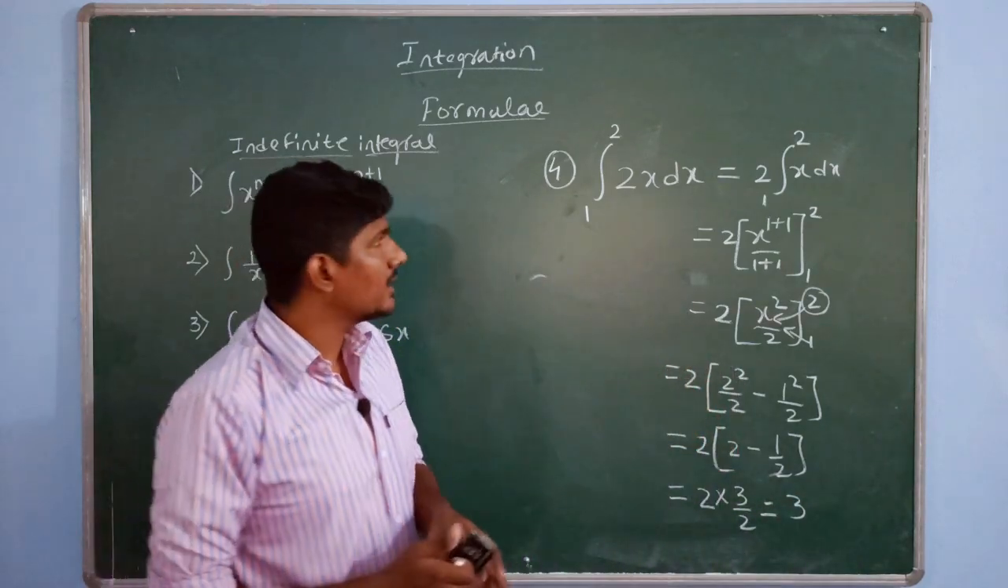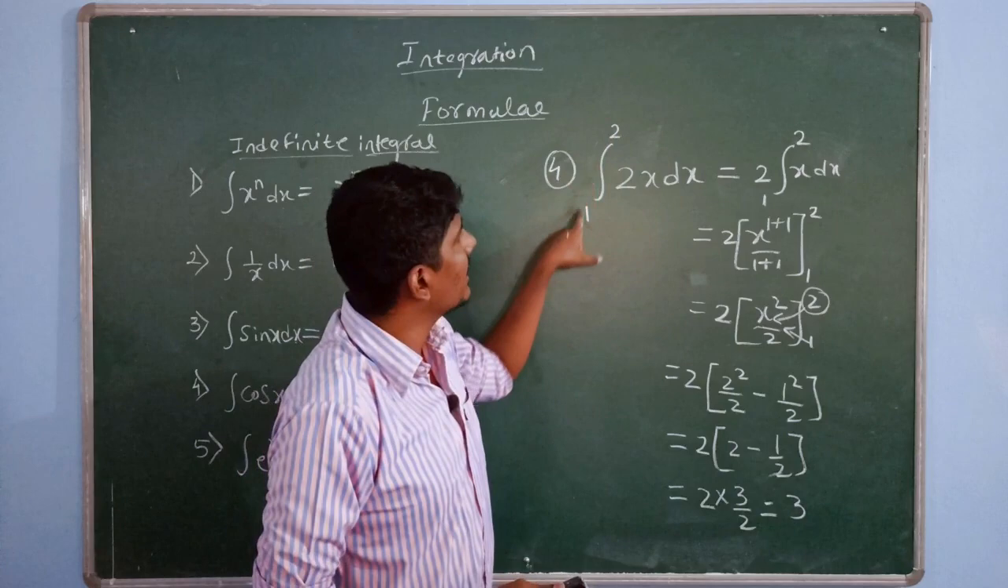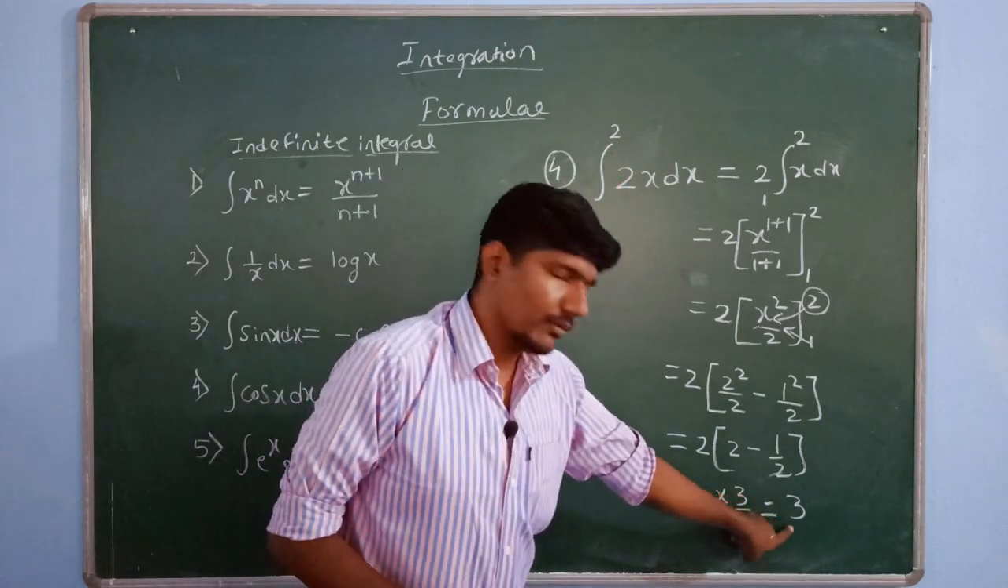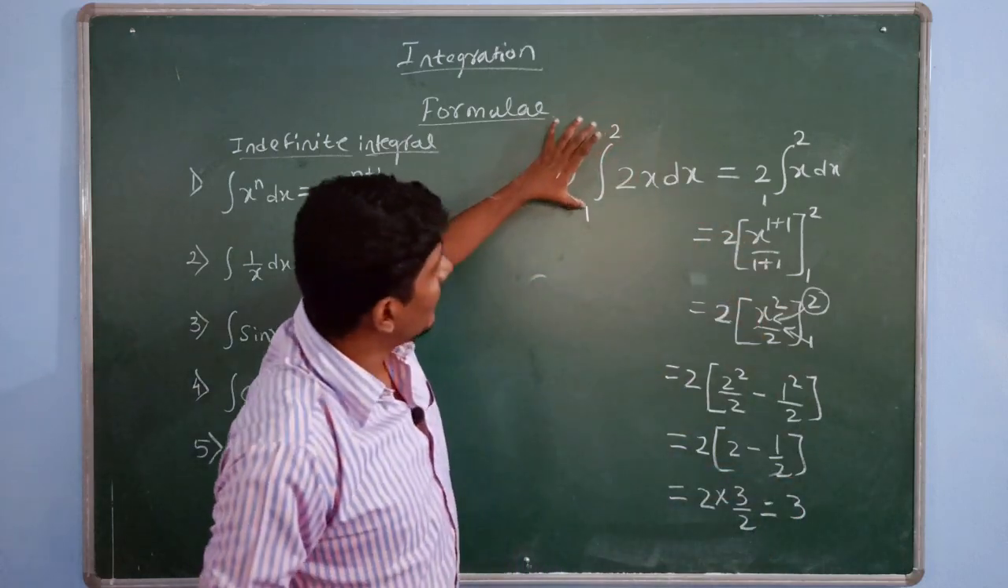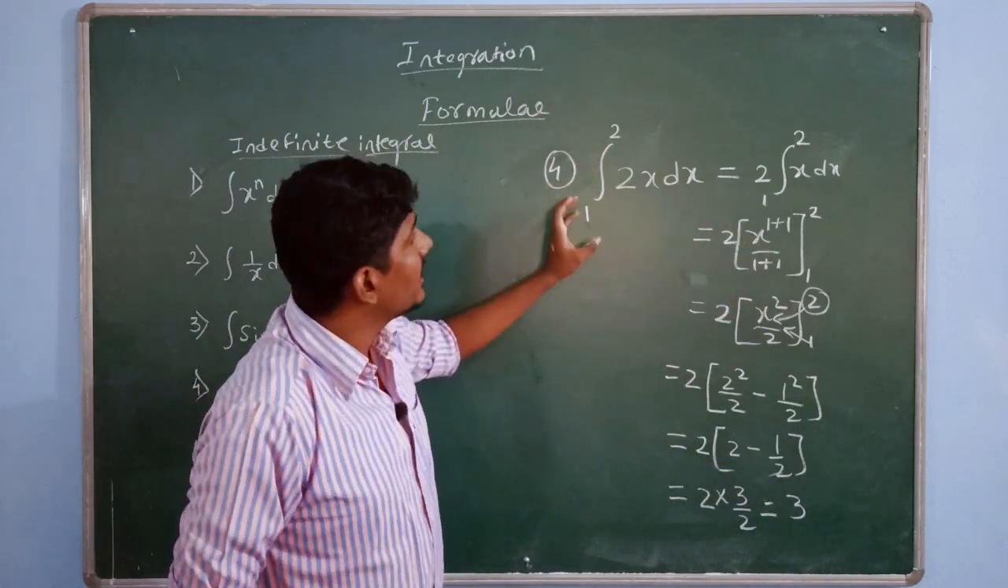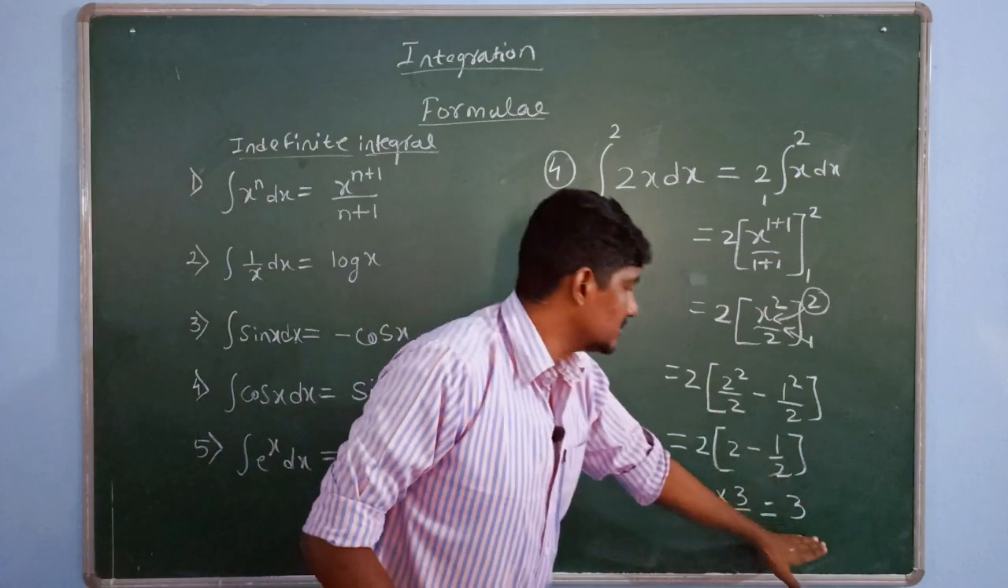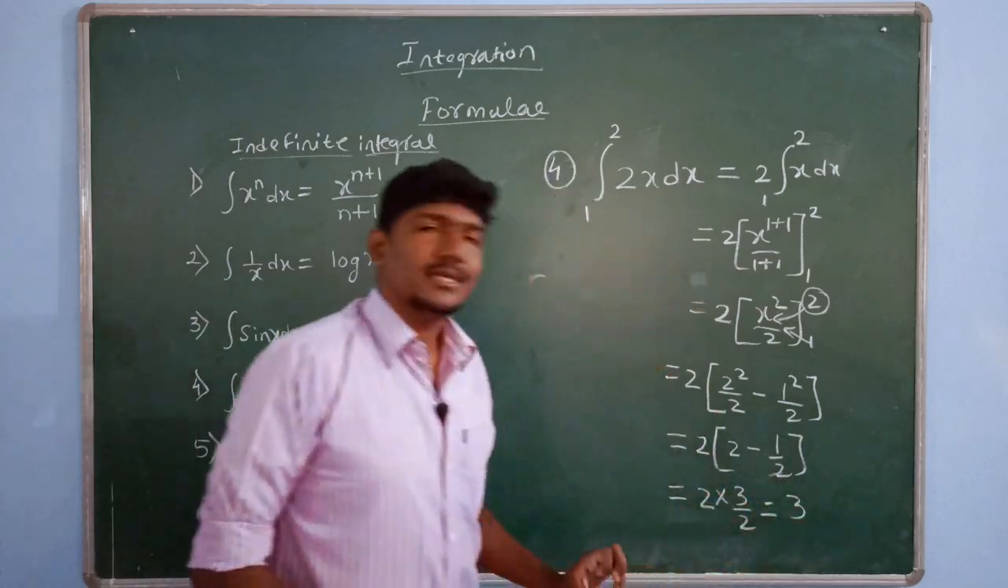So now when you apply the limits, upper limit and lower limit, you will get a definite value, the final answer. So no need to write plus c in this case, because we know from where to where we need to integrate. Means from where to where we are adding the values, that we know. So no need to write c in this case.